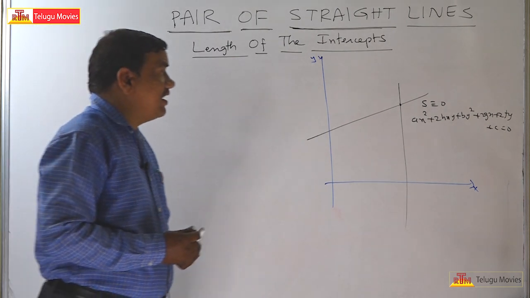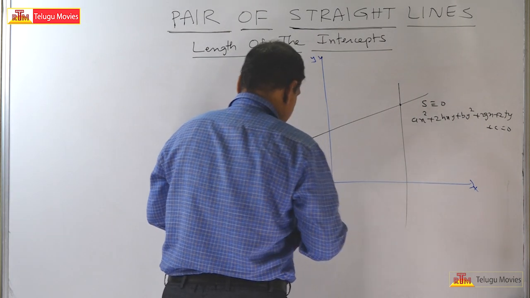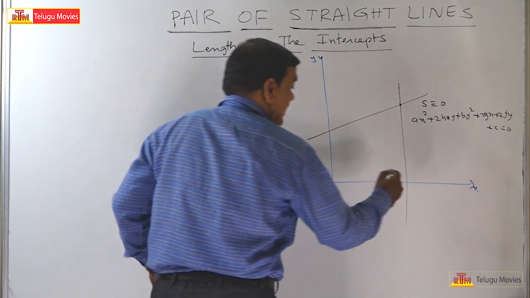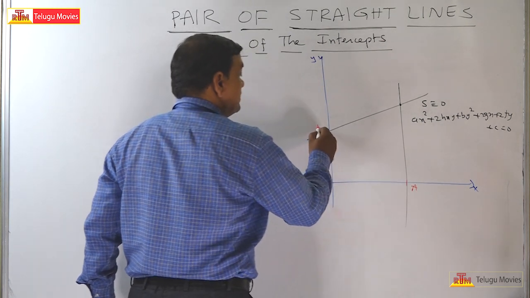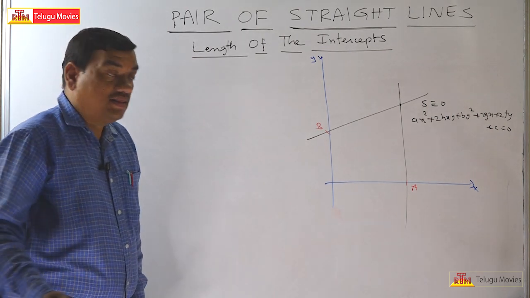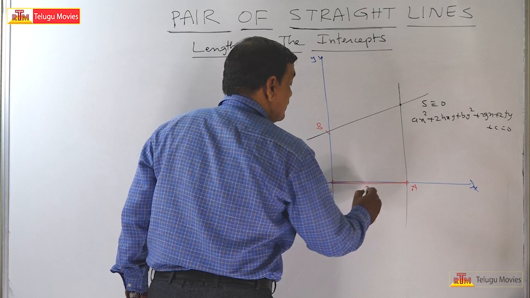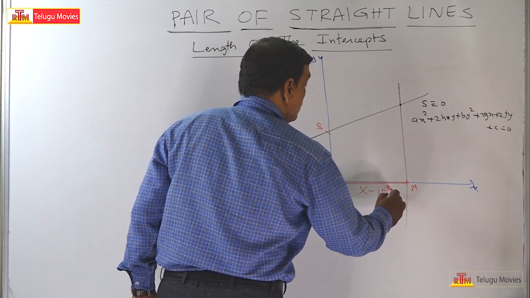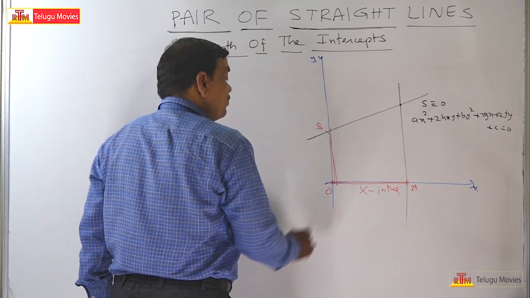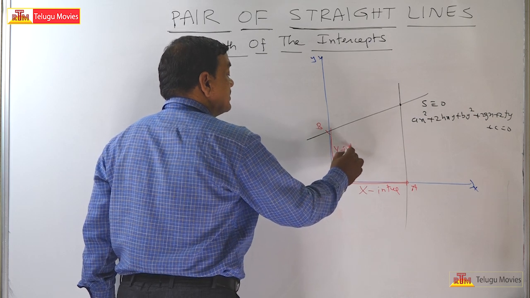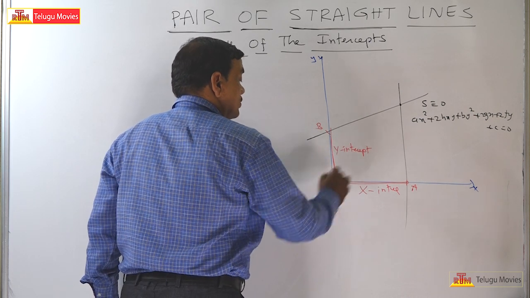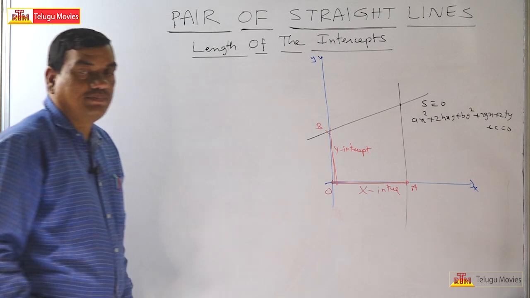Let this pair of lines intersect the x-axis at A and the y-axis at B. Then the length OA is called the x-intercept, and the length OB is called the y-intercept. So this is the x-intercept and this is the y-intercept.